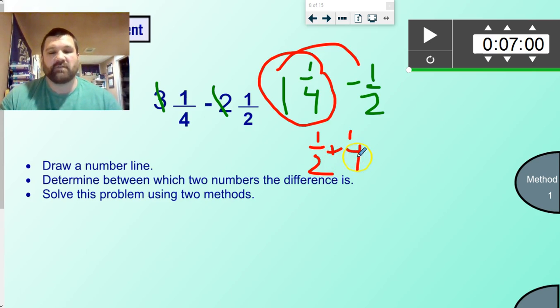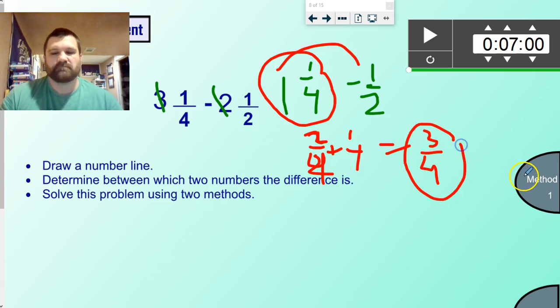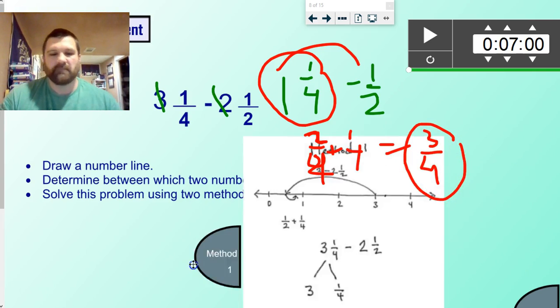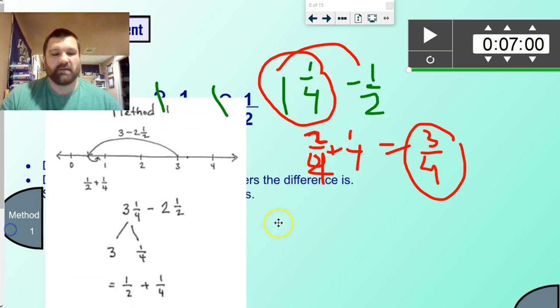So a half out of 4ths. Well, I know off the top of my head, without doing anything, that a 4th gets over here to make it the same by 4s, right? So 2/4 is the same as a half. And then you add, and you're left with 3/4. Okay, we could have done our number line.